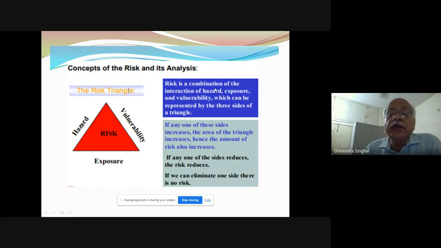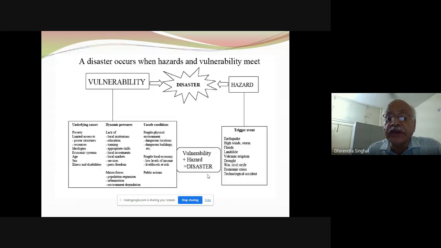That's why it is written over here, risk is a combination of the interaction of hazard, exposure and vulnerability, as I explained, which can be represented by the three sides of the triangle. If any of these sides increases, the area of the triangle increases, so the amount of risk also increases. If any one side reduces, the risk reduces. If we can eliminate one side, there is no risk. I think that must be clear.